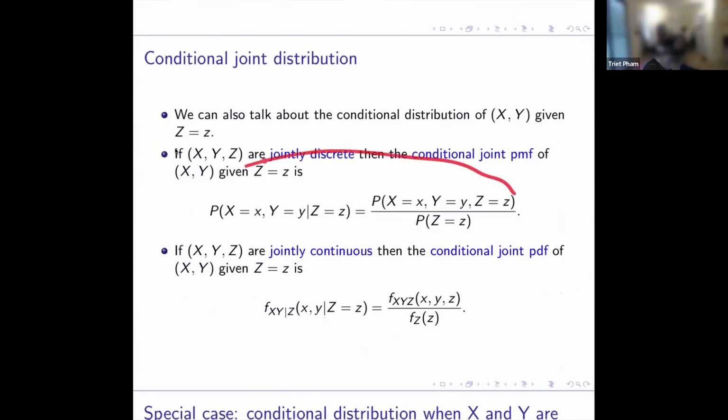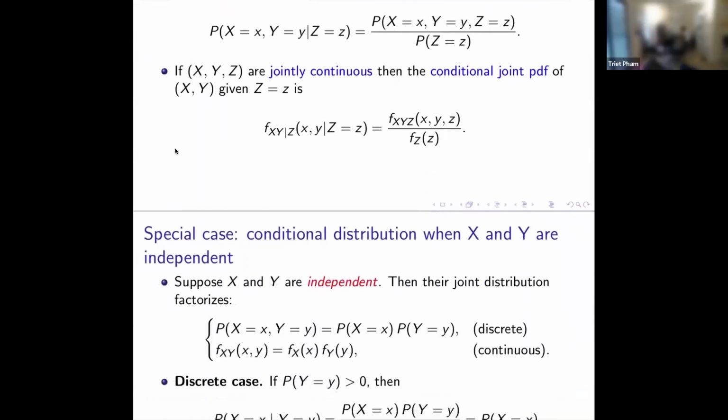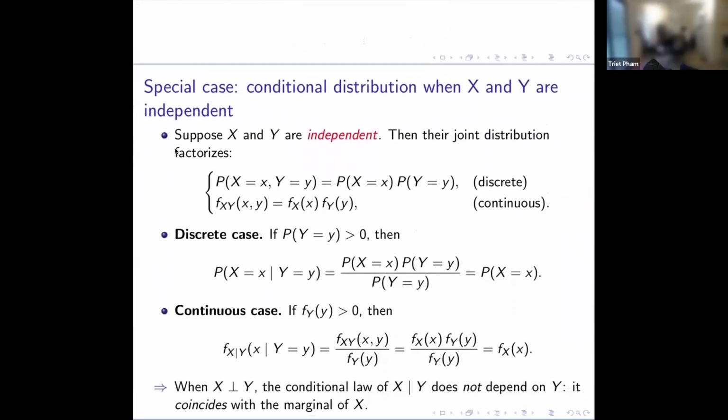You could generalize the whole idea of conditioning to more than one variable. So you can talk about the joint distribution of x and y given z. Again, how? Just dividing by whatever you're conditioning on as a marginal. Then you get the remaining one.